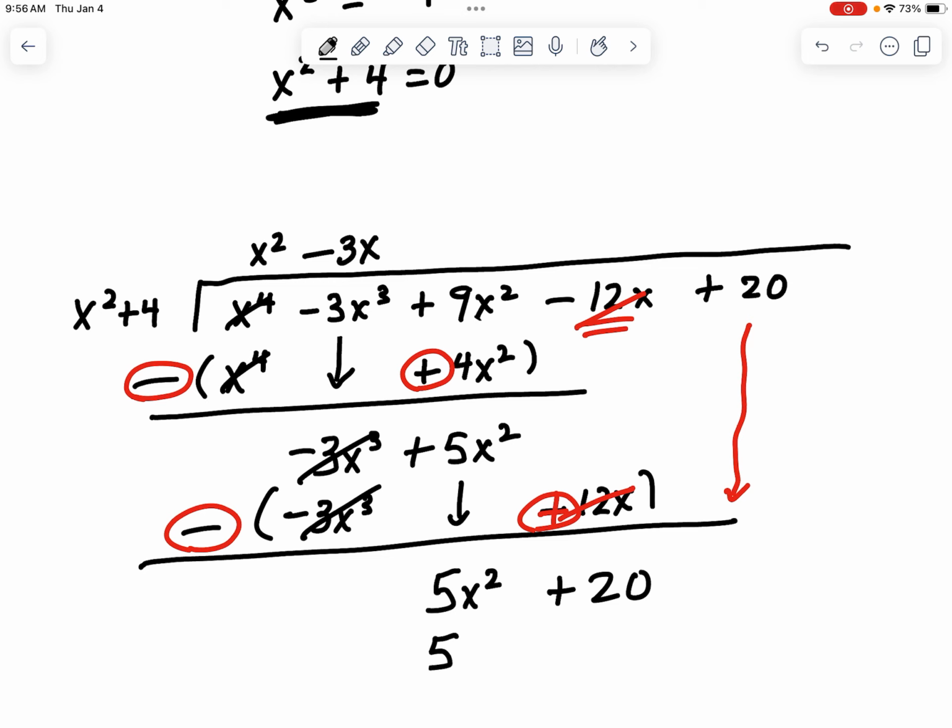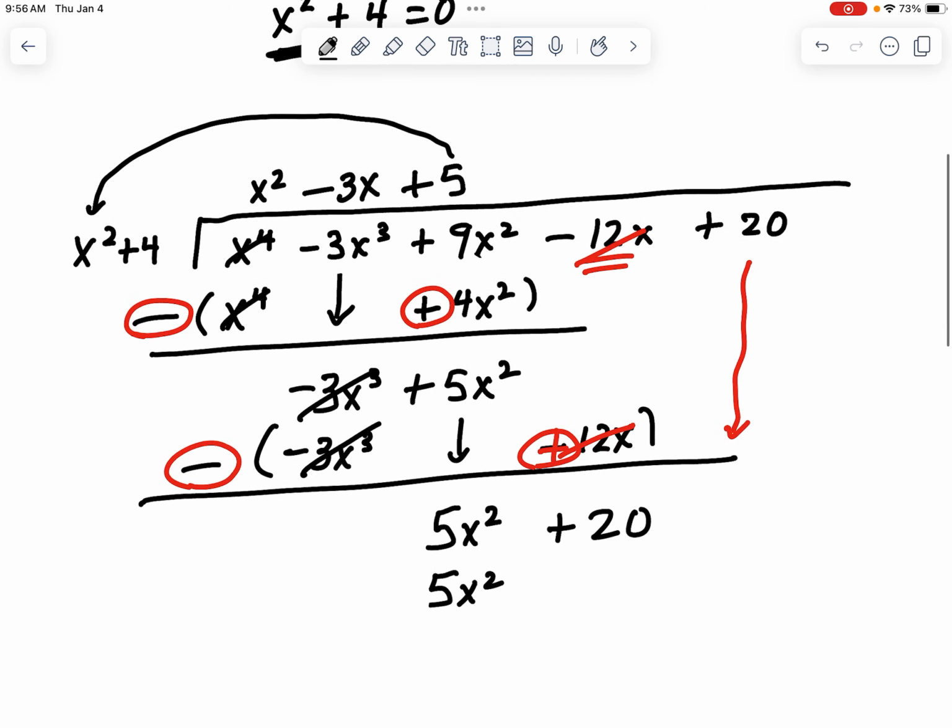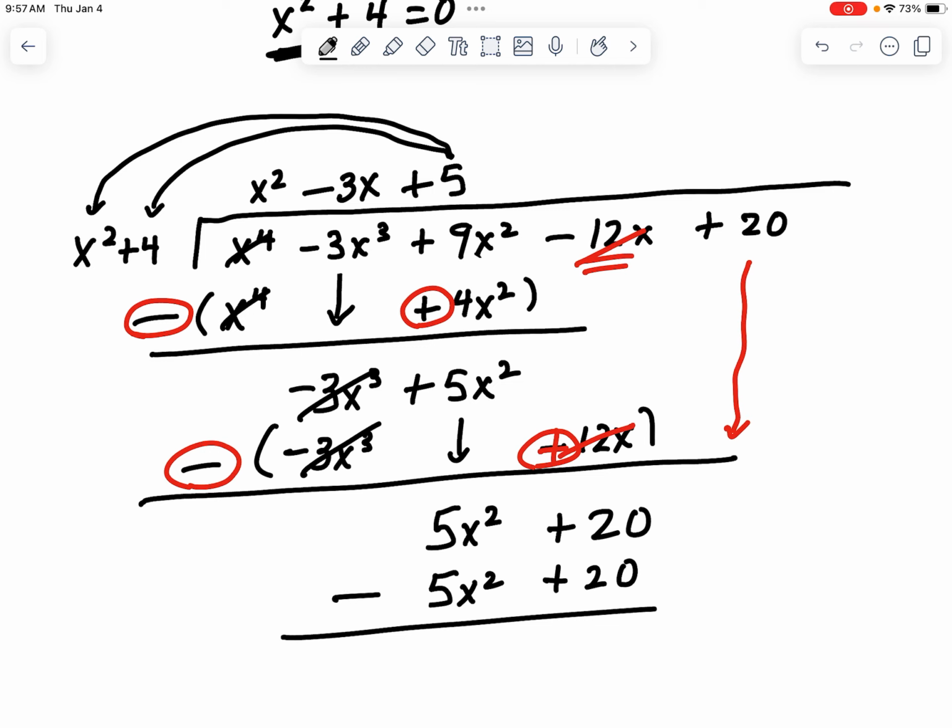All right, next I need a 5x squared. So that means multiply with a 5. So multiply with a positive 5. Sure enough, that's 5x squared. Distribute, that's going to be a positive 20. And then when you subtract, these are going to cancel and these are going to cancel. So the remainder equals 0, exactly as it's supposed to.